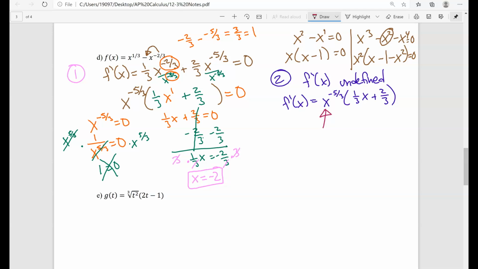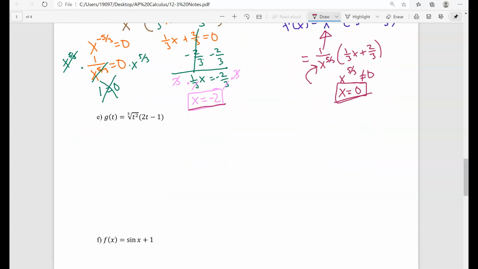This guy's the only one that's going to give me an undefined term, because if I write it a little better, 1 over x to the 5/3 times 1/3 x plus 2/3, you can see that this guy cannot be equal to 0. So x to the 5/3 cannot be equal to 0. And it's kind of obvious that x equals 0 is one of the points where that cannot be. So you have two critical points here: x equals -2 and x equals 0.